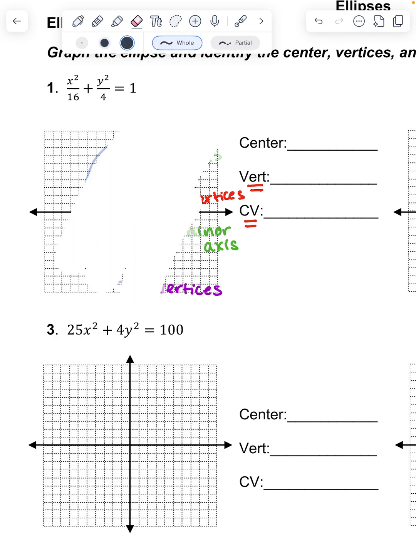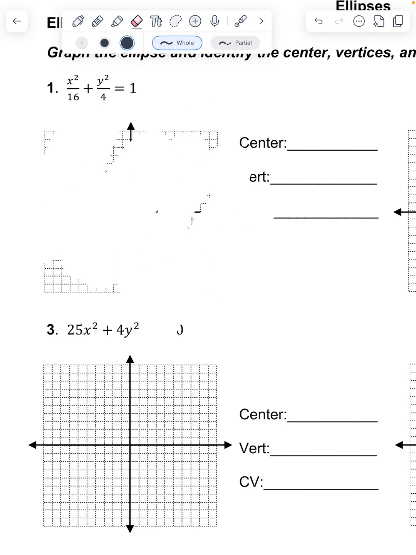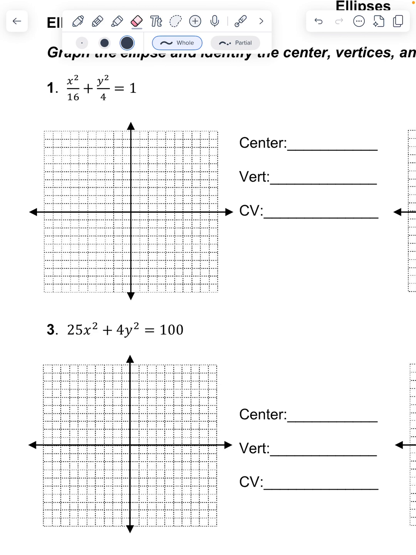And now I'm going to go ahead and erase it, and we're going to do a couple of these. I'll do a couple with you, and then you're going to do the rest of them on your own. As we graph, the first thing we need to do is look at the center. We see that we just have an x squared and a y squared, nothing added or subtracted, so my center is 0, 0. Now, underneath my x squared, this is going to give me the longer line. So my vertices are going to go left and right, and my co-vertices are going to go up and down.